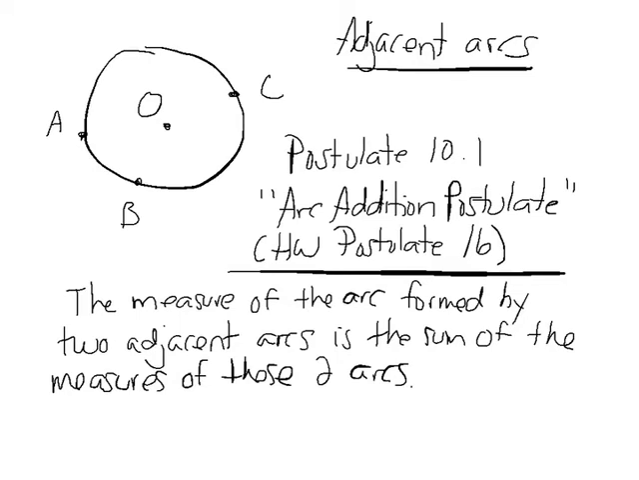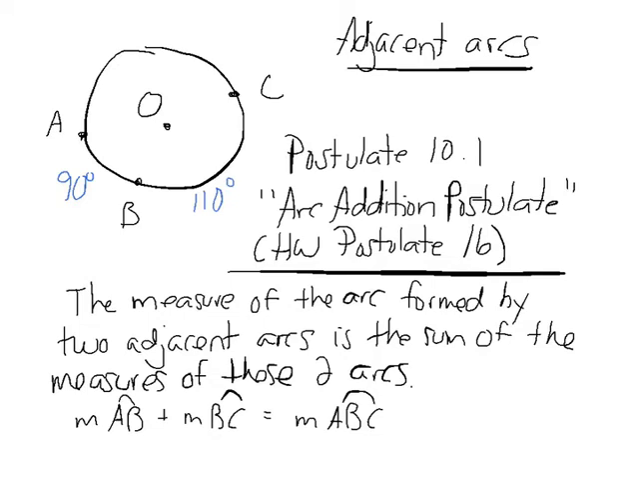For example, in our picture above, the measure of arc AB plus the measure of arc BC is equal to the measure of arc ABC. So for example, let's say that the measure of arc AB was 90 degrees and the measure of arc BC is 110 degrees, then we would say that the measure of arc ABC is 200 degrees.